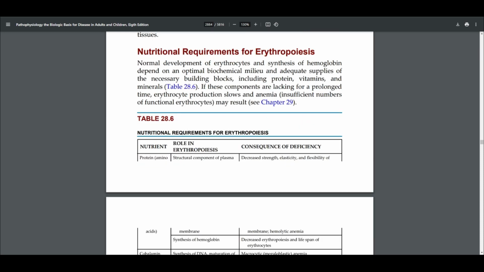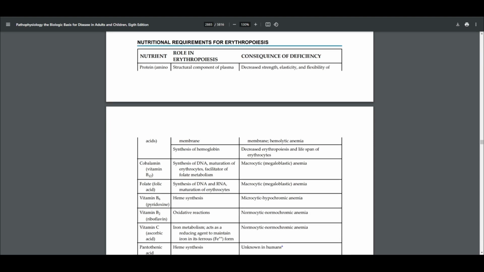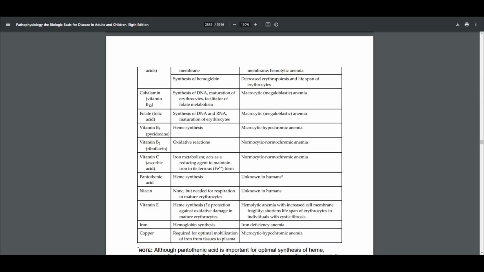Nutritional requirements for erythropoiesis. Normal development of erythrocytes and synthesis of hemoglobin depend on an optimal biochemical milieu and adequate supply of the necessary building blocks, including the proteins, vitamins, and minerals. If these components are lacking for a prolonged time, erythrocyte production slows and anemia may result. So here in this following box, we're looking at the nutritional requirements for erythropoiesis. A good spot to pause. And again, as always, I'll chart them, put it all as best as possible into one spot.